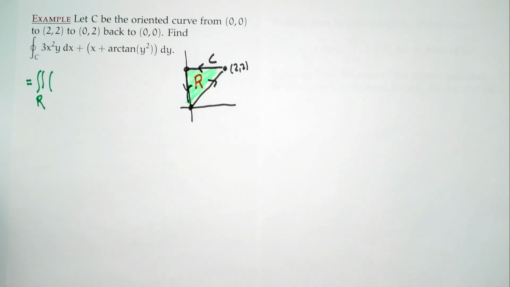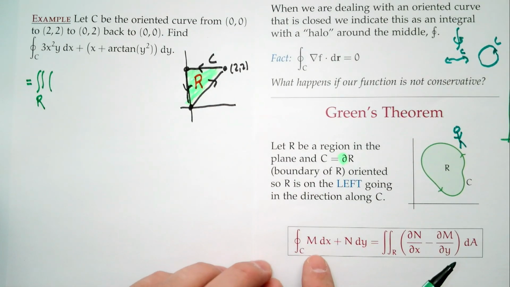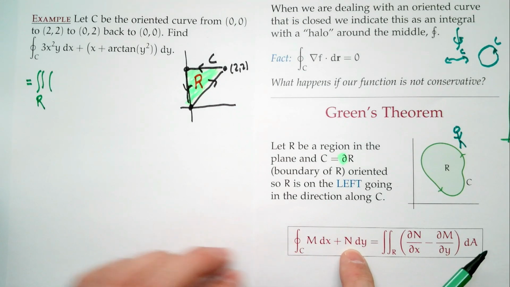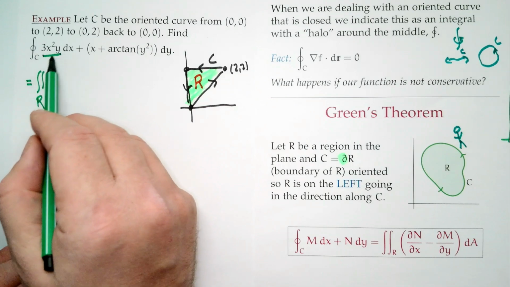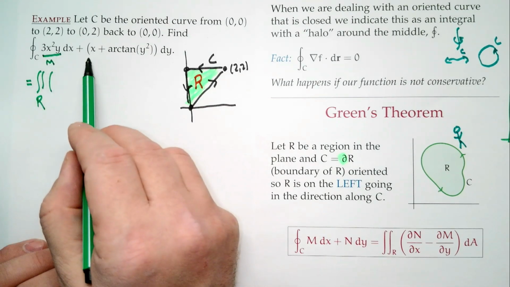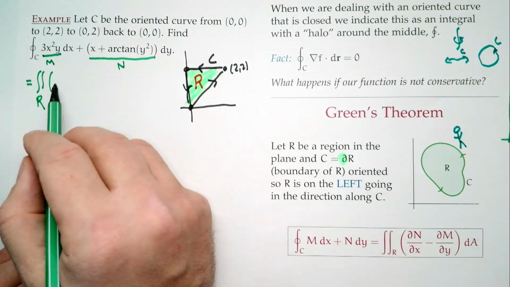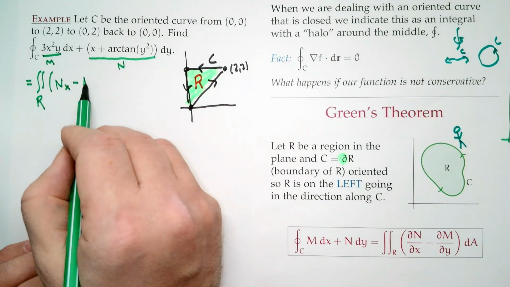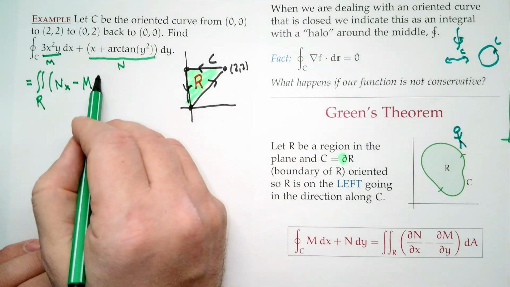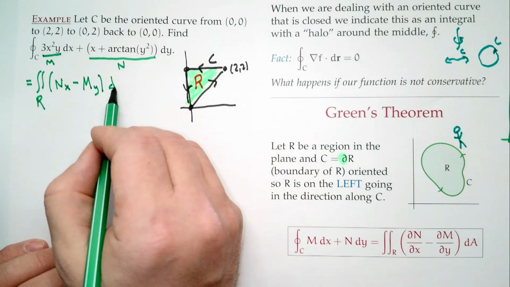Well, let's pull the theorem back up. Here we have to be careful because we've got to make sure we get it right. If I'm integrating M dx plus N dy, whatever is in front of the dx, that's our M. Whatever's in front of the dy, that's our N. And we want to take the derivative of N with respect to x, subtract the derivative of M with respect to y. That's what we have to integrate, dA.